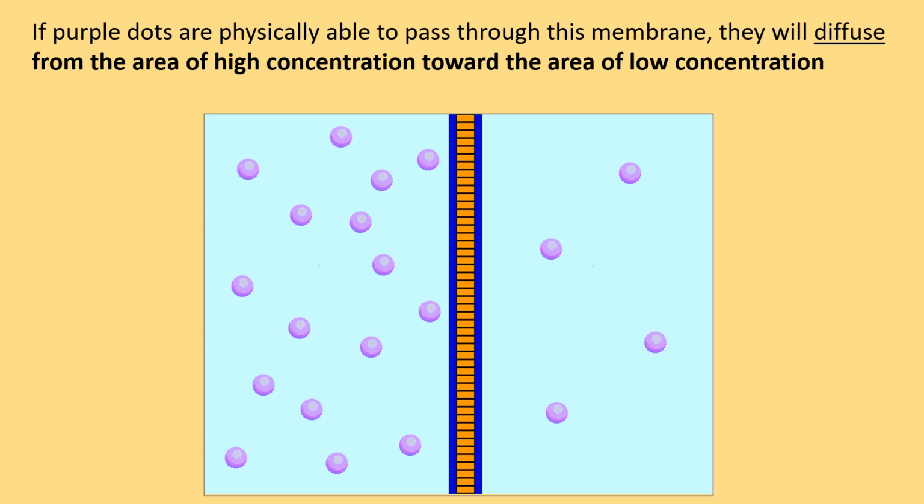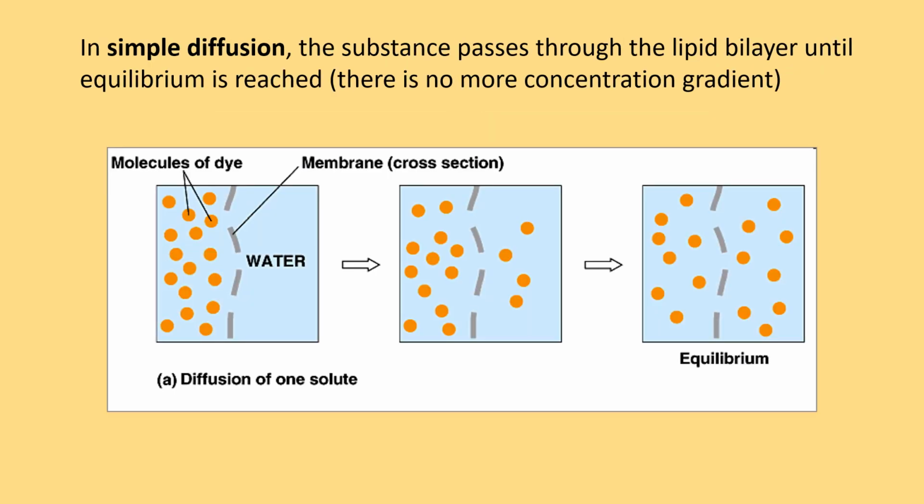So imagine that these purple dots can physically cross this membrane. Imagine that it's very easy for a purple dot to just go right across from one side to the other. These purple dots will diffuse from the area of high concentration toward the area of low concentration. Diffusion will ultimately eliminate a concentration gradient.